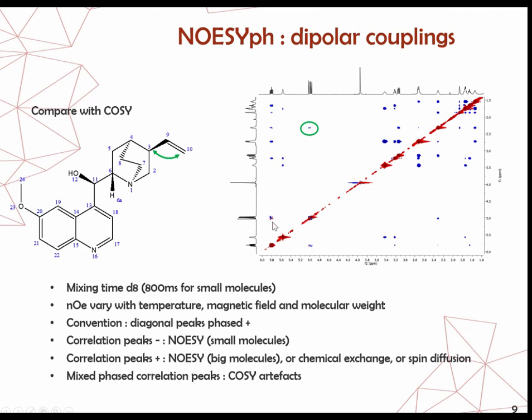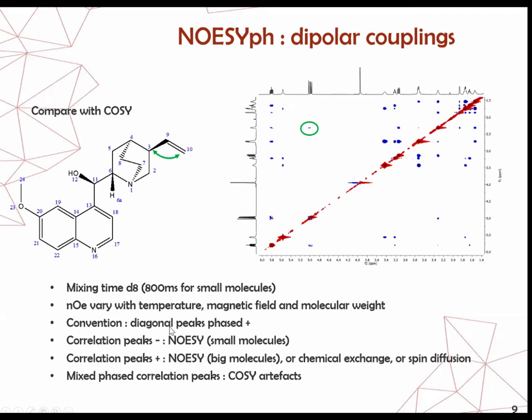In some cases, like here, for example, we have a mixed phase artifact. This is a COSY artifact for a strong coupling between the 9 and 10 here. So in this case, it's worth comparing the NOESY with the COSY spectrum. And for example, we can see here we have a correlation that was not visible in COSY, and we can see here the through space correlation between proton 3 and 1 of the proton 10.